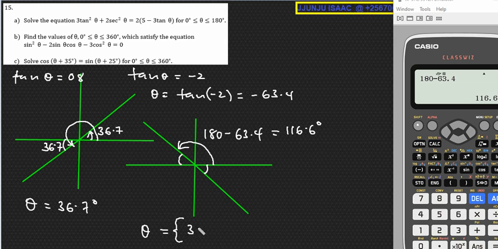So for this first equation here, we see that theta has got solutions of 36.7 degrees and 116.6 degrees. Due to the given range, we couldn't move up to this. Remember this angle is 63.4. We couldn't move up to this side because we have to stop at 180. So that is one. We go to part B.